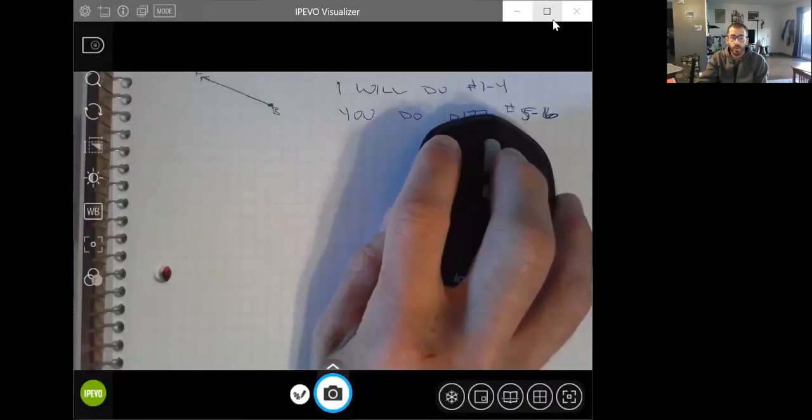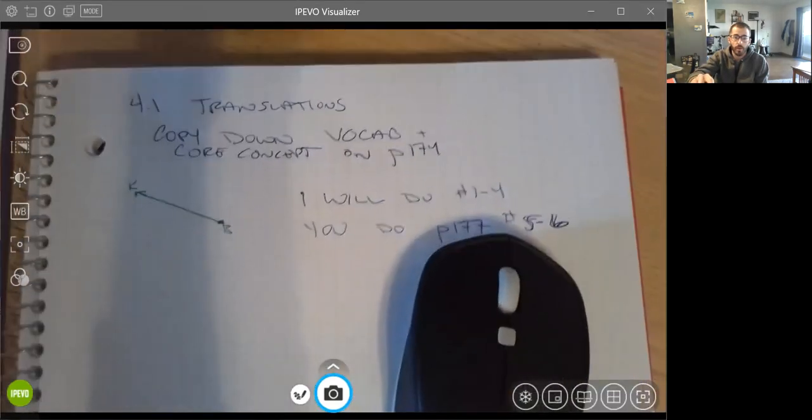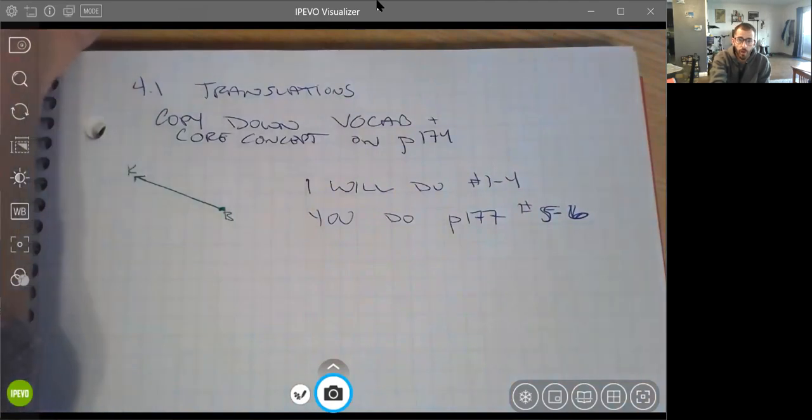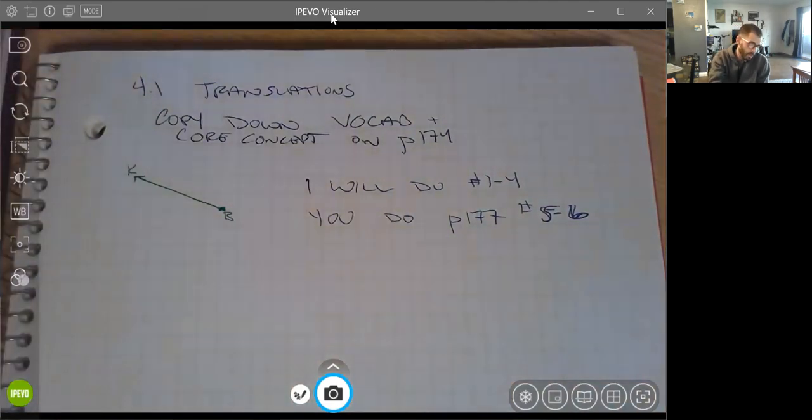Okay, so I'm going to do numbers 1 through 4 with you on page 174. You are going to eventually turn to page 177, probably reading the examples in between. Remember, it is your education, and doing numbers 5 and 6.